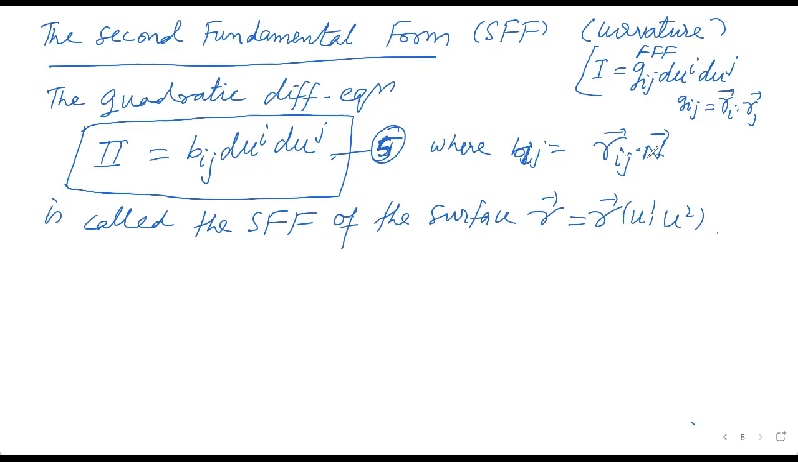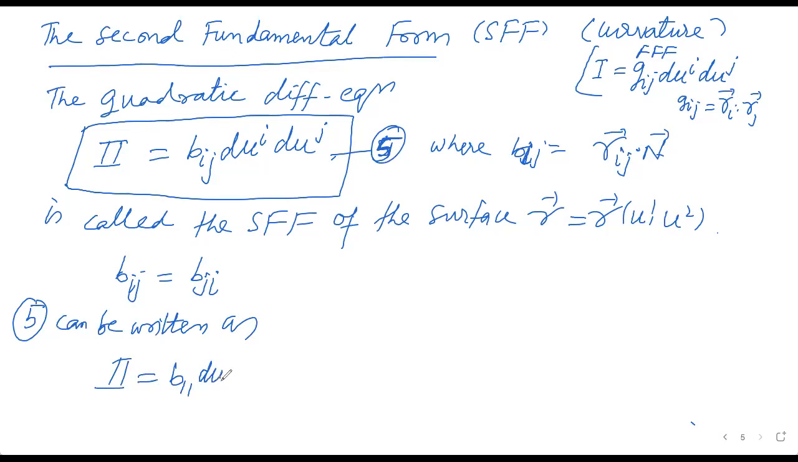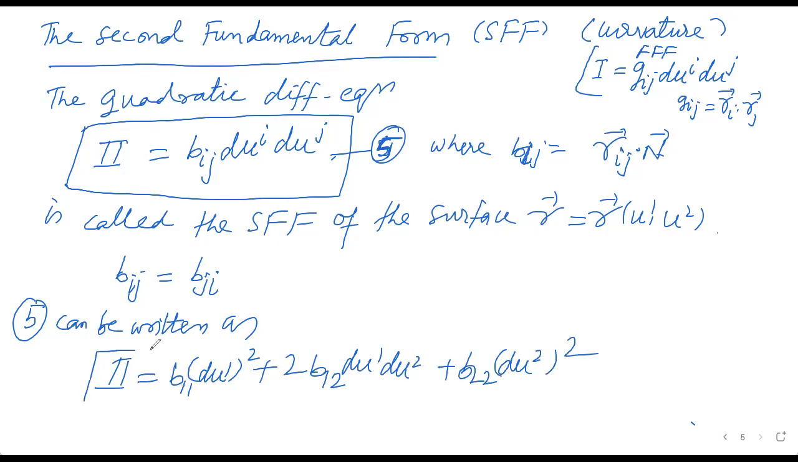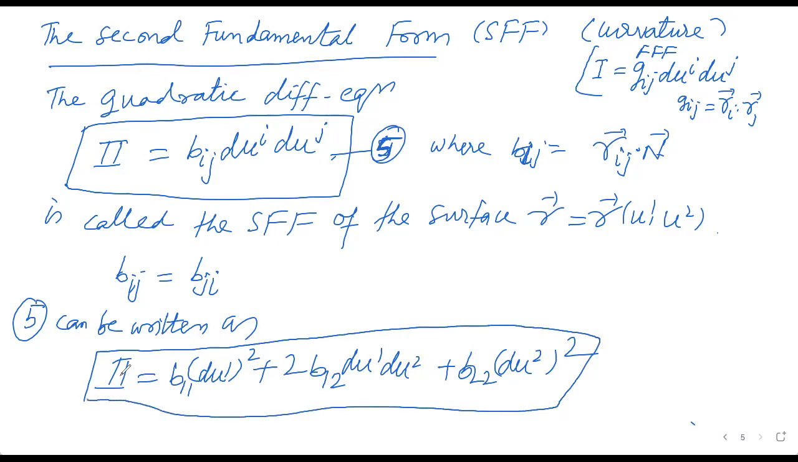because Bij is what, this dot product, so we can see here Bij is equal to Bji, है ना, जैसे यहाँ Gij is equal to Gji, because dot product is commutative, हाँ, so it means 5 can be written as, इसको अगर मैं ओपन करके लिखूं, this second fundamental form is, you can write B11 du1 square plus twice B12 du1 du2, है ना, because of symmetric property, B12 du1 du2 plus B21 du2 du1, it will become twice, add हो जाएगा, plus B22 du2 whole square, okay, so you can write in this expanded form also. It is your second fundamental form.